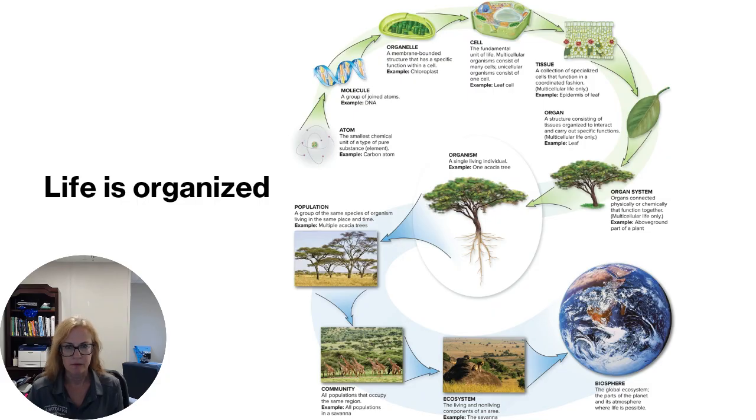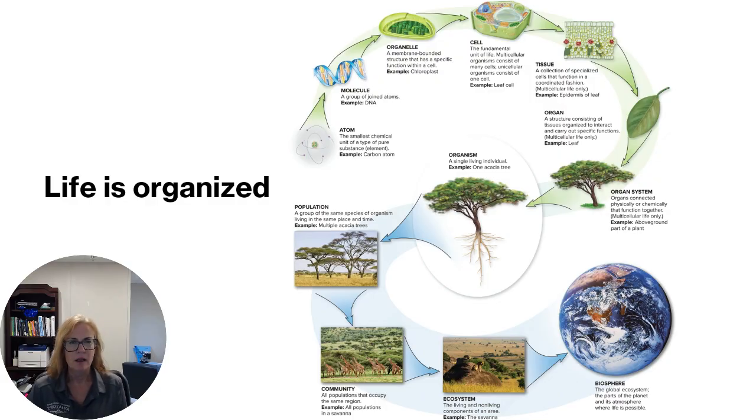Atoms then join together to form molecules. Molecules join together to form things like organelles. So, in this example, in the image, you're seeing a chloroplast. A chloroplast is not considered a living organism. However, it is part of a living organism. It is part of a cell. So, on its own, it's not considered a living organism. But when it is part of the cell and allows the cell to function and carry out these characteristics of life, then it is considered a part of a living organism.